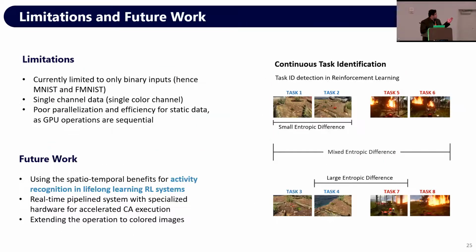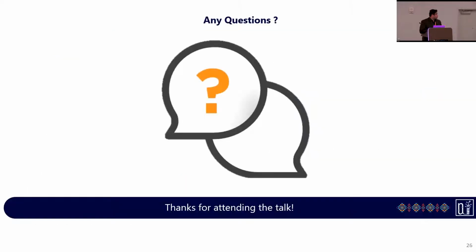The limitations are that it's only limited to binary inputs and single channel data, and it's very poor for GPU parallelization. The future work focuses on my actual research, which is extending this for activity recognition in lifelong learning systems and trying to tell what task is going on at any point of time without a supervisor providing that context. So I'm hoping to also extend this to colored images to support that. As of right now, it's limited to binary inputs and single channel data, so I'm working on ways to expand it.